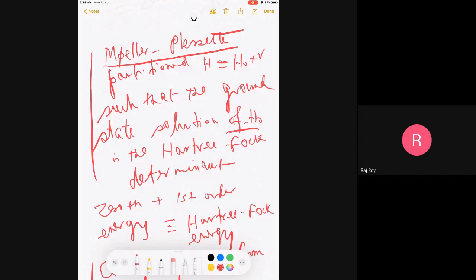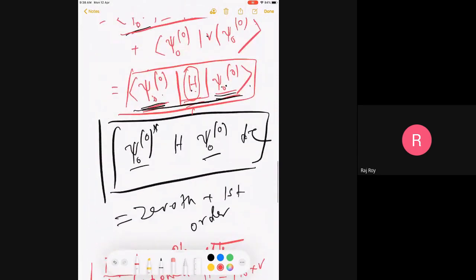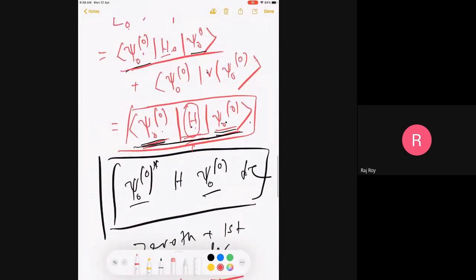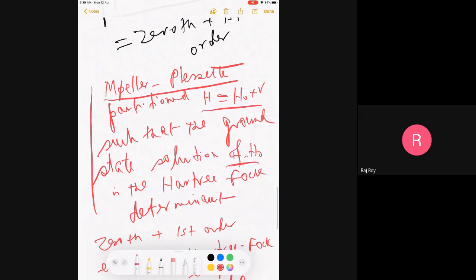So what is their question now? This psi 0 belongs to some Hamiltonian, an eigenfunction of some Hamiltonian H0. So what is that H0? I will come to that. Please see, I am going in a sequential manner. I have now mentioned that the partition H is H0 plus V, such that, please try to understand, the ground state solution of H0 is the Hartree-Fock determinant. That is all I mentioned.